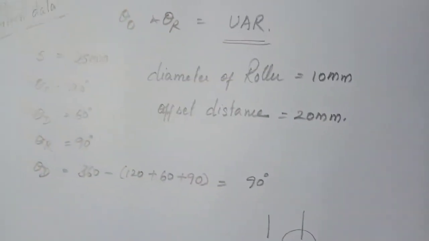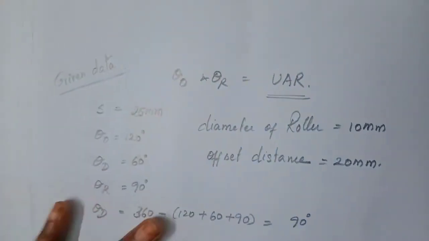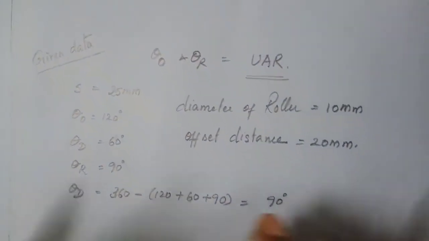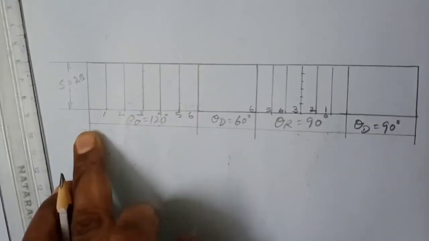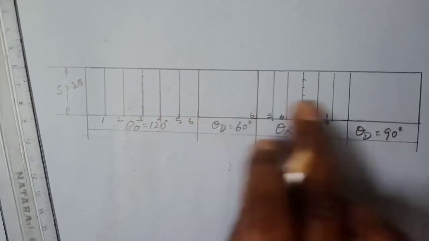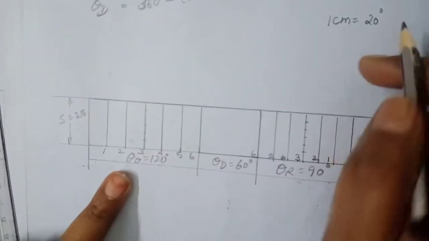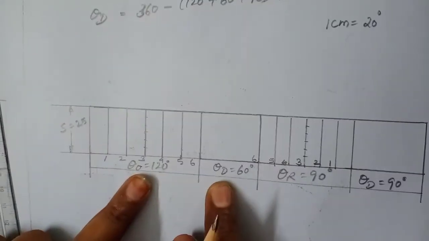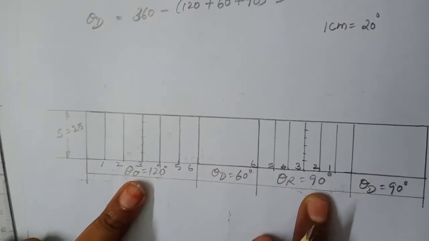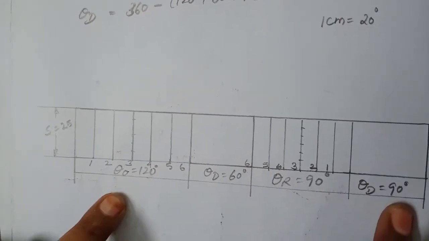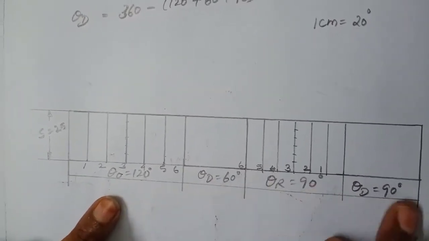Okay, now I will start this. First you have to draw the displacement diagram. I have started the displacement diagram. I have taken 1 centimeter equal to 20 degrees. To complete the displacement diagram: theta O 120 degrees, theta D 60 degrees, theta R 90 degrees, and the remaining rest dwell also 90 degrees. So the corresponding scale I have taken.